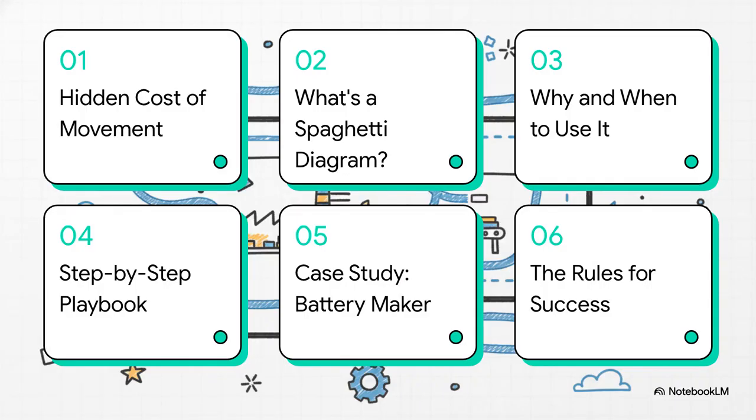So here's the game plan for today. First, we're going to expose that hidden cost of movement. Then, I'll introduce you to the tool that makes it all visible, the spaghetti diagram. We'll get into exactly why and when you should use it, and I'll give you a complete step-by-step playbook. We'll even walk through a real-world case study and wrap up with the essential rules for success. A nice, clean journey from problem to solution.